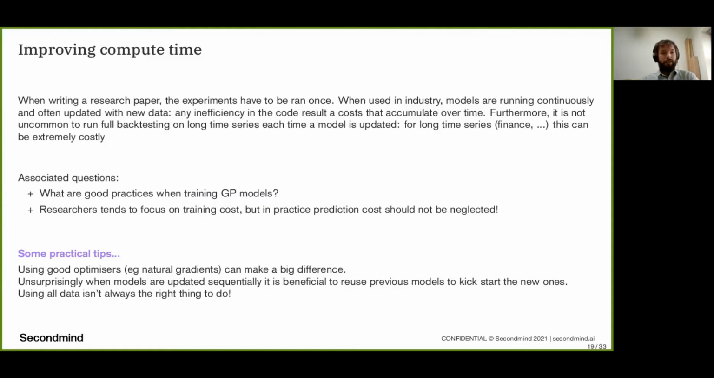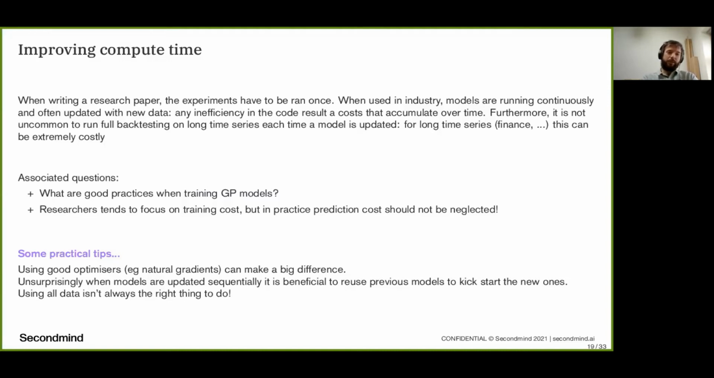So what are a few practical tips I can share? I think an important one is to use good optimizers. Things like natural gradients are great, so that can make a big difference. I was having a discussion recently with engineers who were telling me that the choice of the covariance doesn't have much of an influence on the model accuracy, but the optimizer does. And I can't believe that the choice of the covariance doesn't have an impact. I think it's just that the choice of the optimizer is so important that the choice of the kernel may look not that relevant. But I think that's just an indication of how important it is to have a good optimizer.